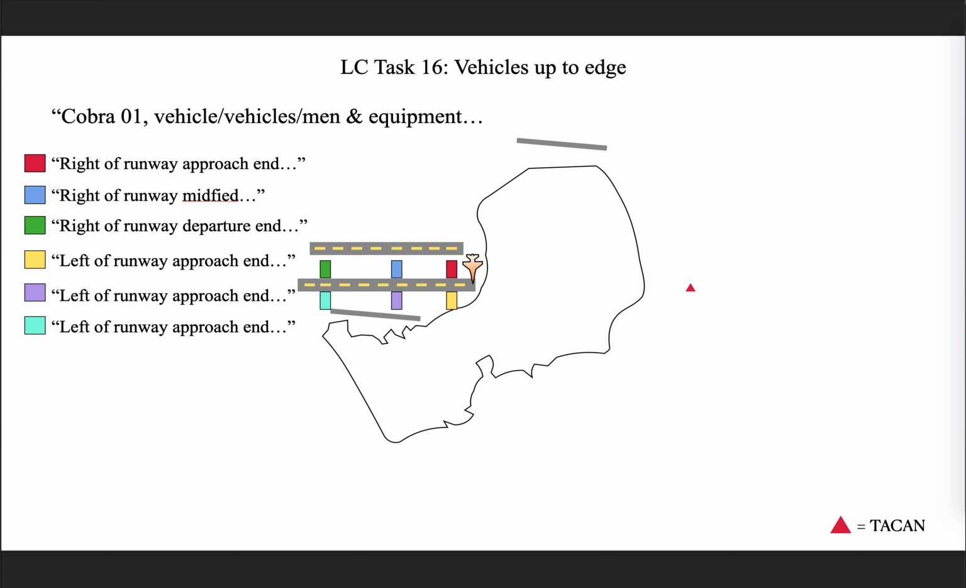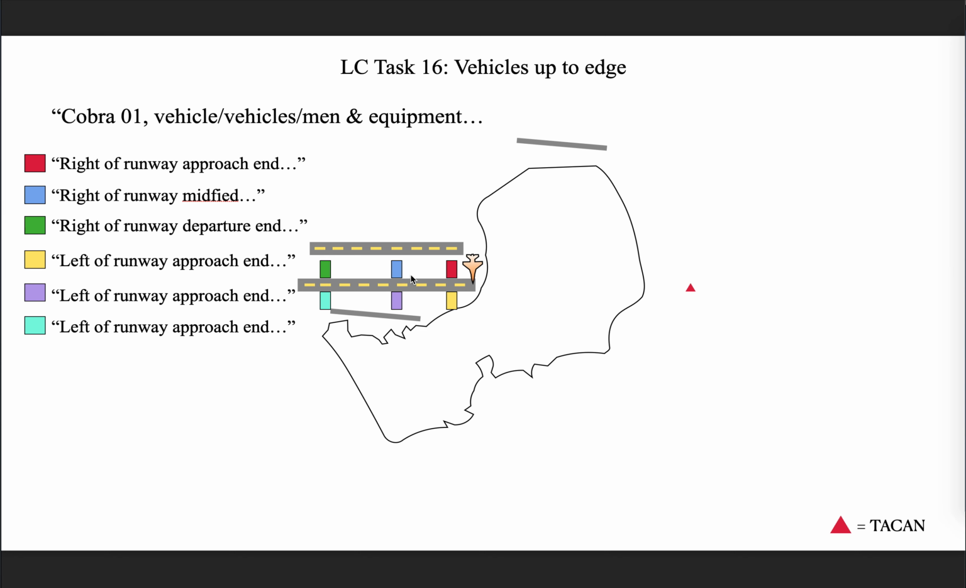Vehicles on the edge of the runways. In this scenario, I put what you would say verbally to the vehicles that are up to but not on the runway, or at the edge of the runway. It could be vehicles, it could be men and equipment working, but there's set phraseology for that. Often we mess this up and we'll say vehicles right side of runway 23 left, wind calm, clear for takeoff.